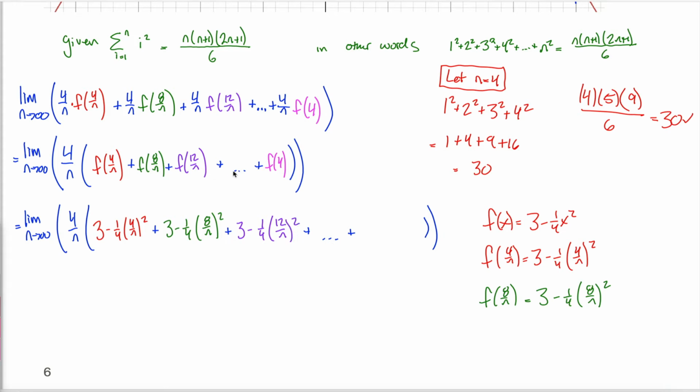And I could do that for all of these terms, each of the n terms that I would have in here, until I get to the very end, the last term, where I would evaluate f of 4, and I would get 3 minus 1/4 times 4 squared. All right, if this isn't already crazy enough, here's where I'm really going to test the limits of your algebraic imagination.